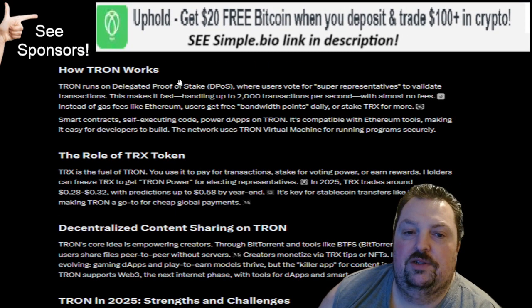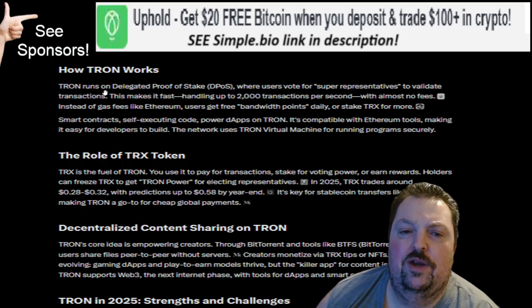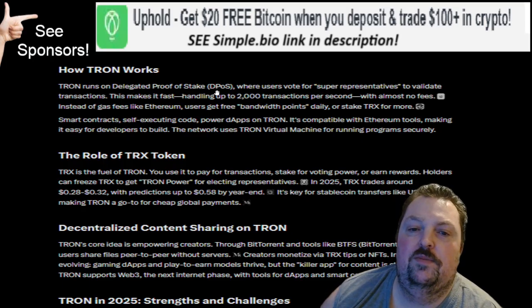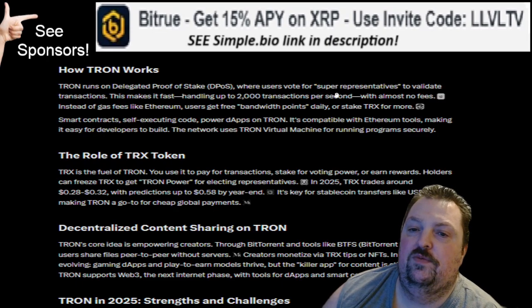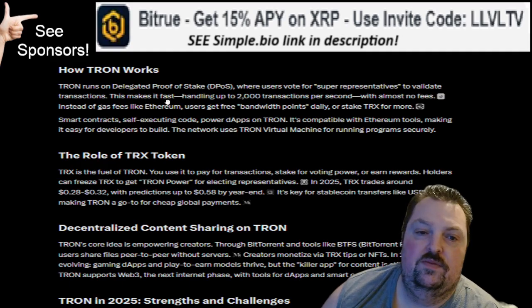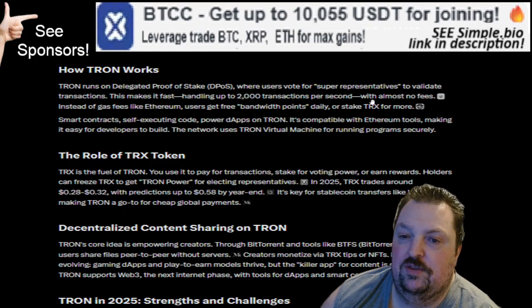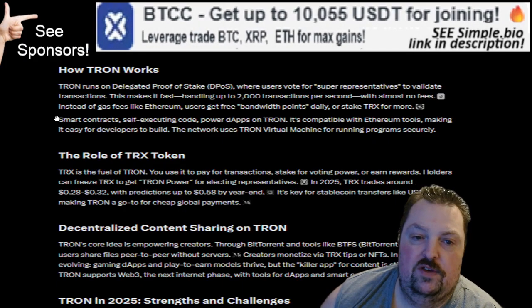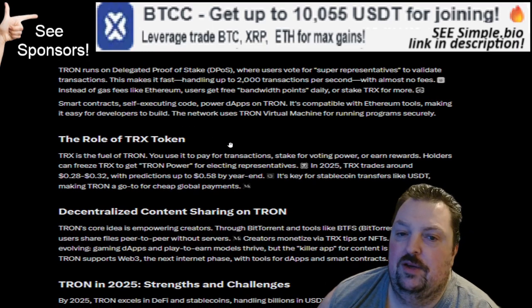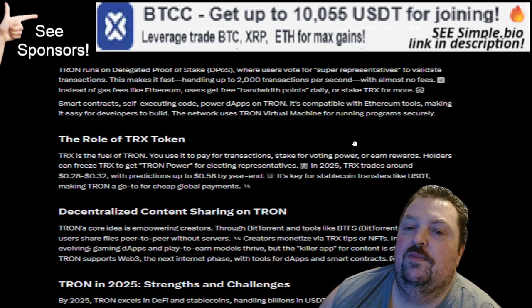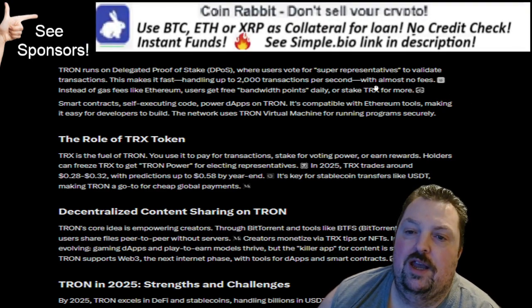How TRON works. TRON runs on delegated proof of stake, DPoS, where users vote for super representatives to validate transactions. This makes it fast, handling up to 2,000 transactions per second with almost no fees. Instead of gas fees like Ethereum, users get free bandwidth points daily or stake TRX for more.